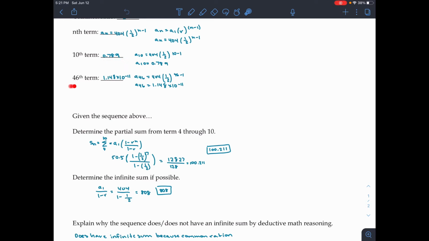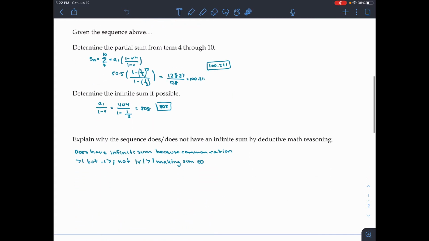And then for the 46th term, we do the same thing, but instead of 10, we replace it with 46. We have the 46th term equals 404 times half to the power of 46 minus 1, which is approximately equal to 1.148 times 10 to the negative 11th power. And so that would be our 46th term.